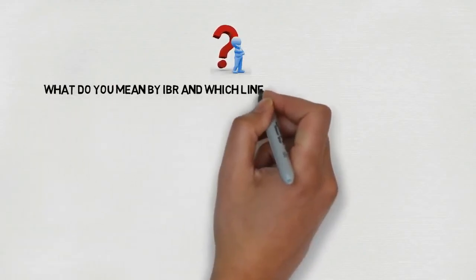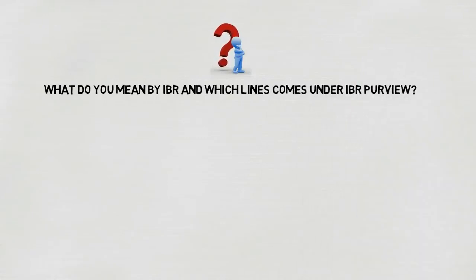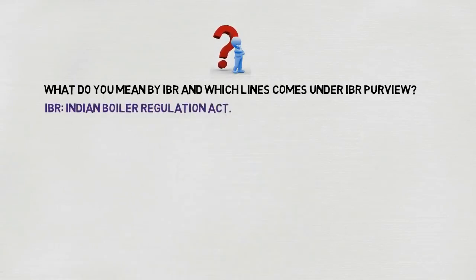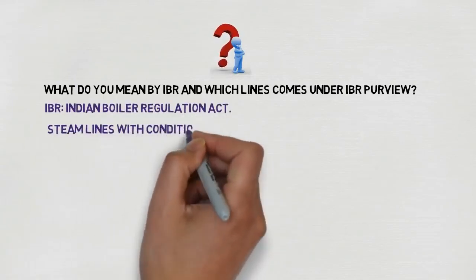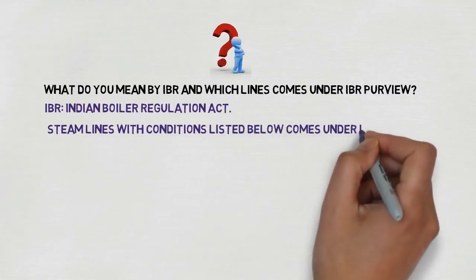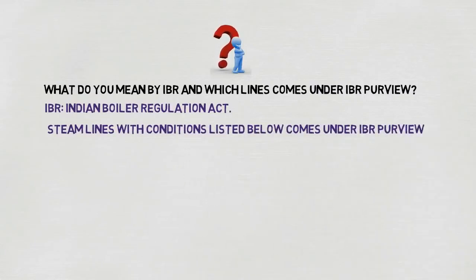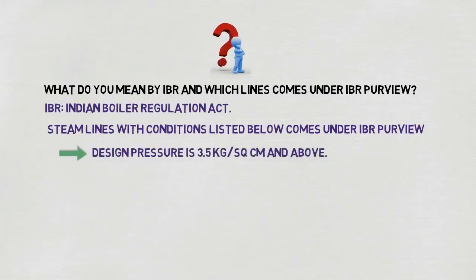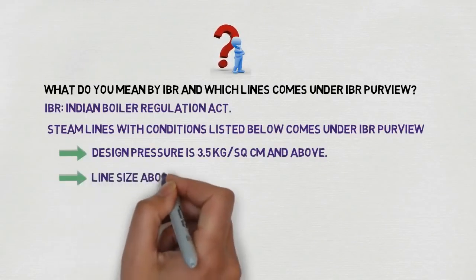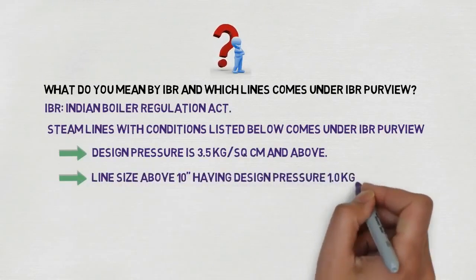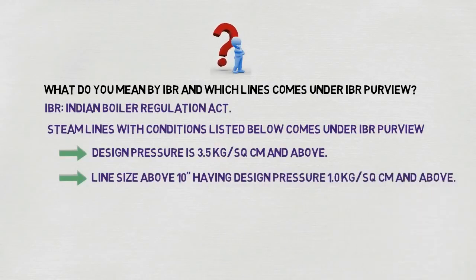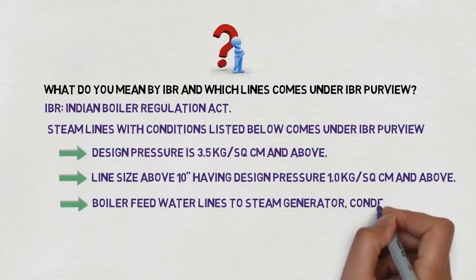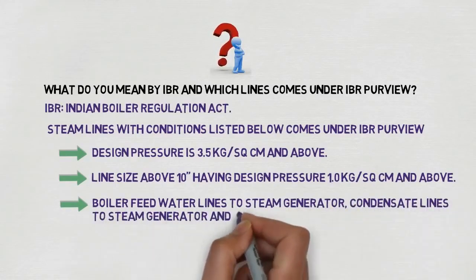What do you mean by IBR and which lines come under IBR purview? IBR is Indian Boiler Regulation Act. A steam line with the conditions listed below comes under IBR purview. Design pressure of 3.5 kg per square centimeter and above. Line size above 10 inch having design pressure 1 kg per square centimeter and above. Boiler feed water line to steam generator, condensate line to steam generator and flash drum.